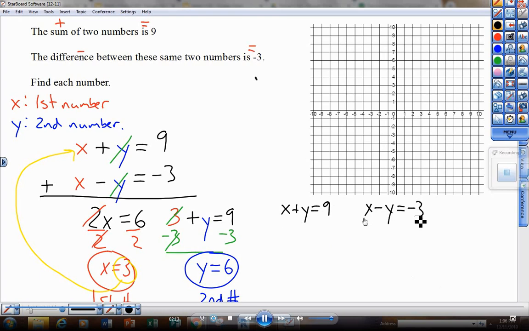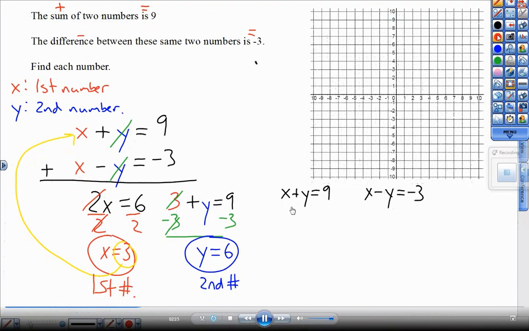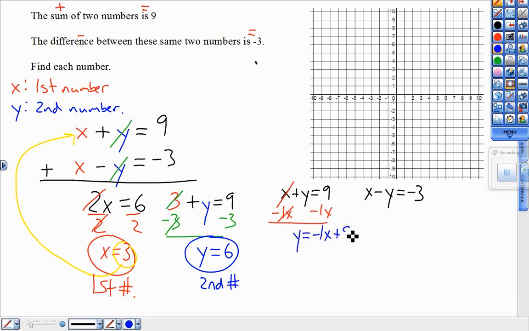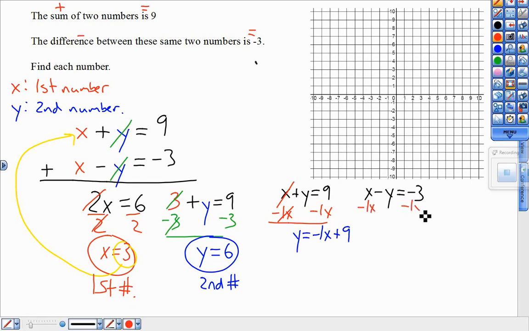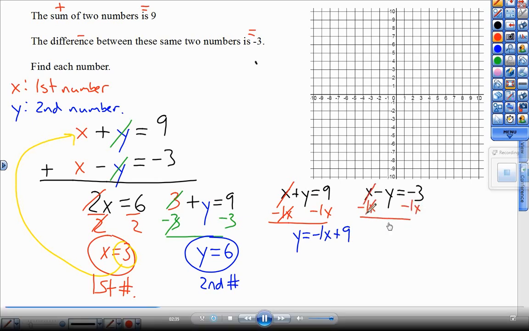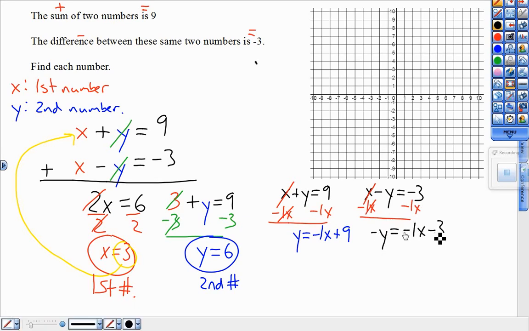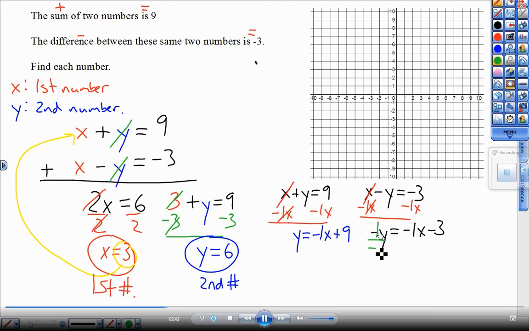My second, I want you to be able to algebraically solve these for y. So minus 1x, minus 1x gives me y equals -1x plus 9. My second equation, a little bit harder. Take away x. Make sure you bring down the negative with the y. Negative y, bring that down, equals -1x plus 3. Oh, I'm sorry, minus 3. Divide everything by -1 to make this y positive. Gives me positive y equals 1x plus 3.